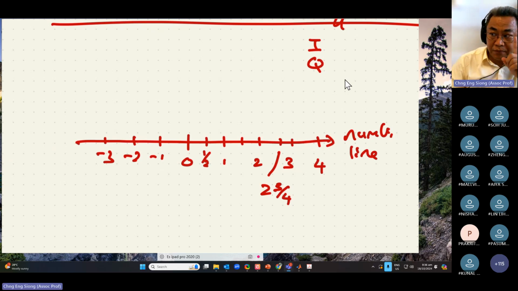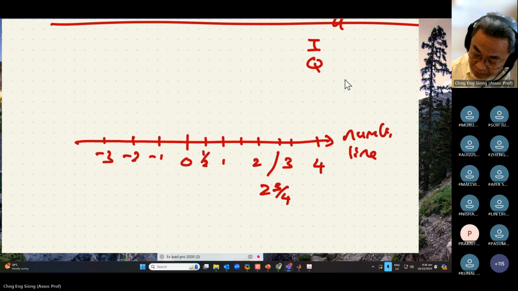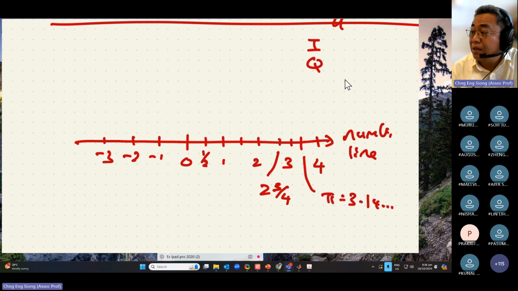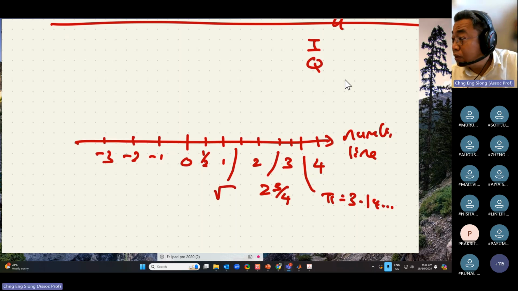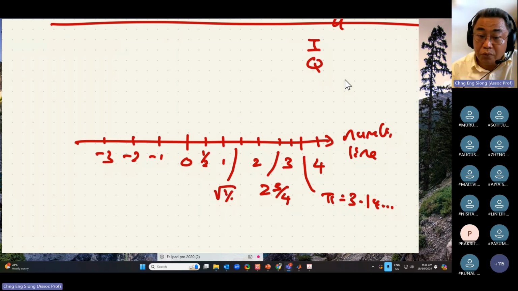Yes, one example of irrational. Pi, 3.14. So here is pi. 3.14, blah, blah, blah, no end. Square root of 2, yeah, 1.414. Somewhere here. Square root of 2. Yeah, whatever.